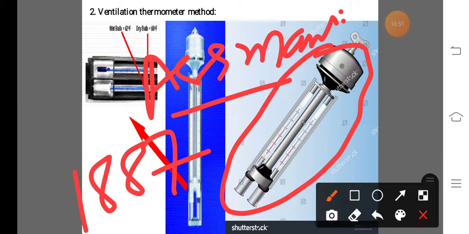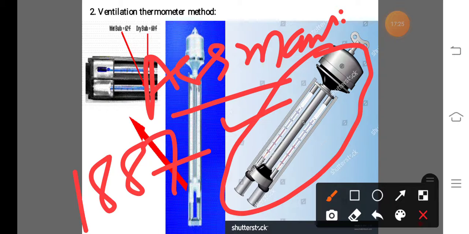In 1887 the scientist Asman devised this instrument, this ventilation thermometer method, and so this is known as the Asman psychrometer or aspiration psychrometer. This is a portable instrument, that means it can be moved from one place to another to calculate the accurate temperature of the atmosphere, or also the humidity of the atmosphere of different places.